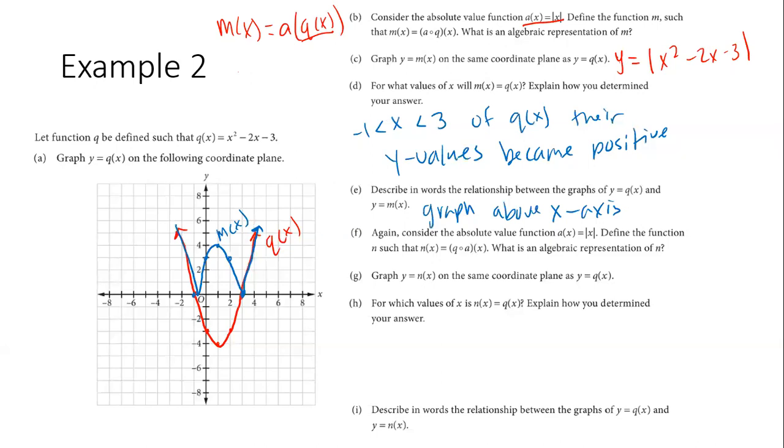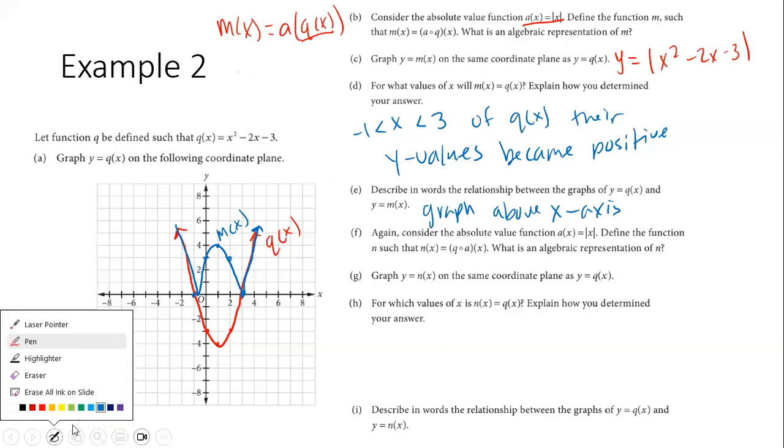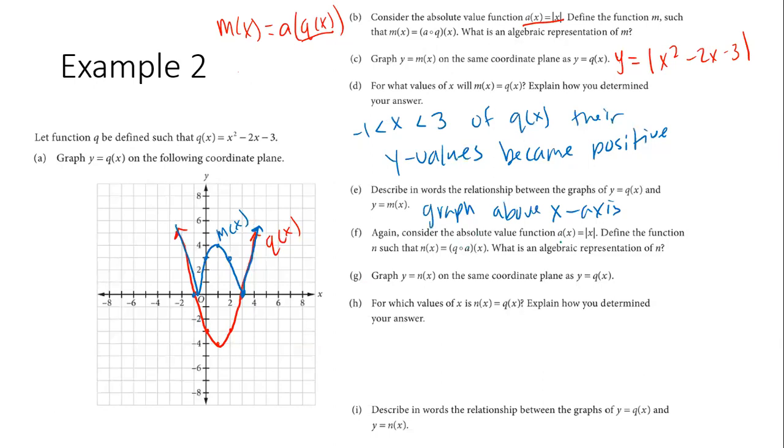Yes. All right. Now it says a of x is still absolute value of x, but our n of x is going to be q composed of a of x. What does that mean? So if we have n of x equals q with a of x plugged in, that means q with absolute value of x. So what am I graphing? Y equals what? I'm replacing all of my x's with absolute value of x.